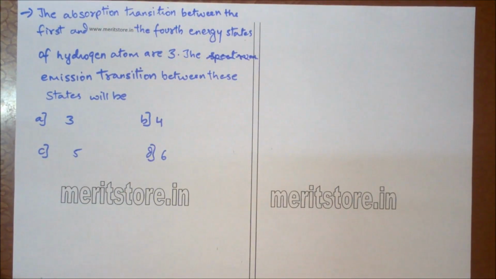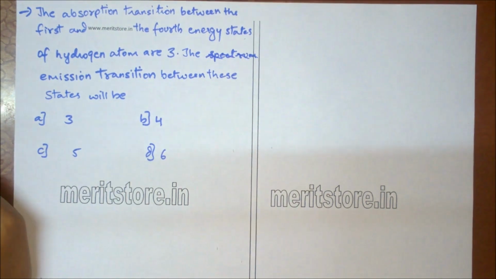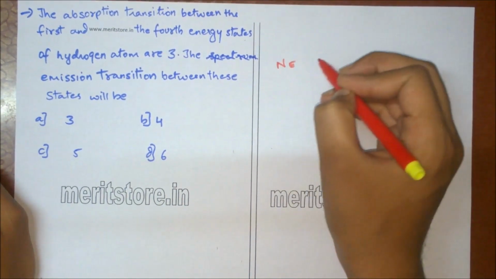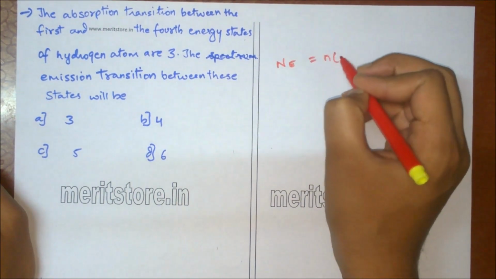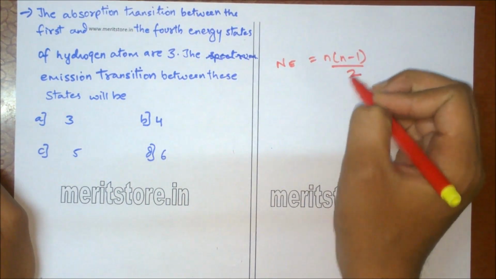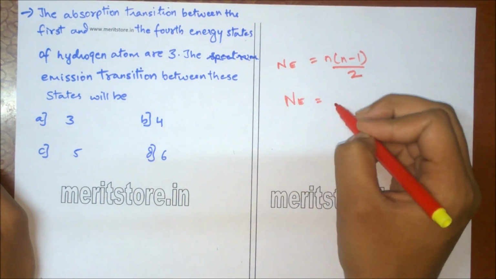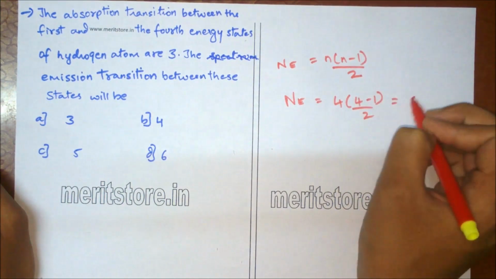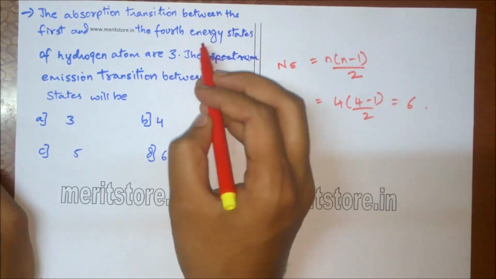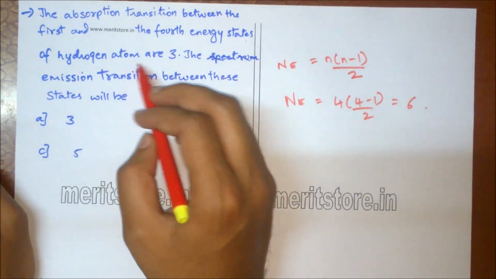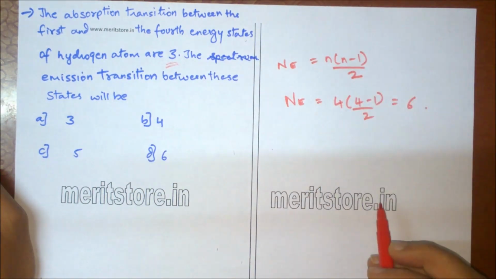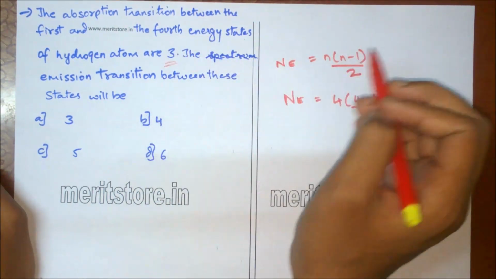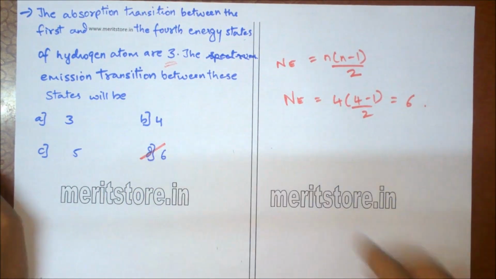The absorption transition between the first and the fourth energy state of hydrogen atom are 3. The emission transition between these states will be, by using the formula for emission transition, number of waves emitted is equal to n into n minus 1 upon 2. N can be substituted as 4 into 4 minus 1 upon 2, which is equal to 6. We substitute n is equal to 4 because the energy state is 4, which is the principal quantum number. Option D is the correct answer.